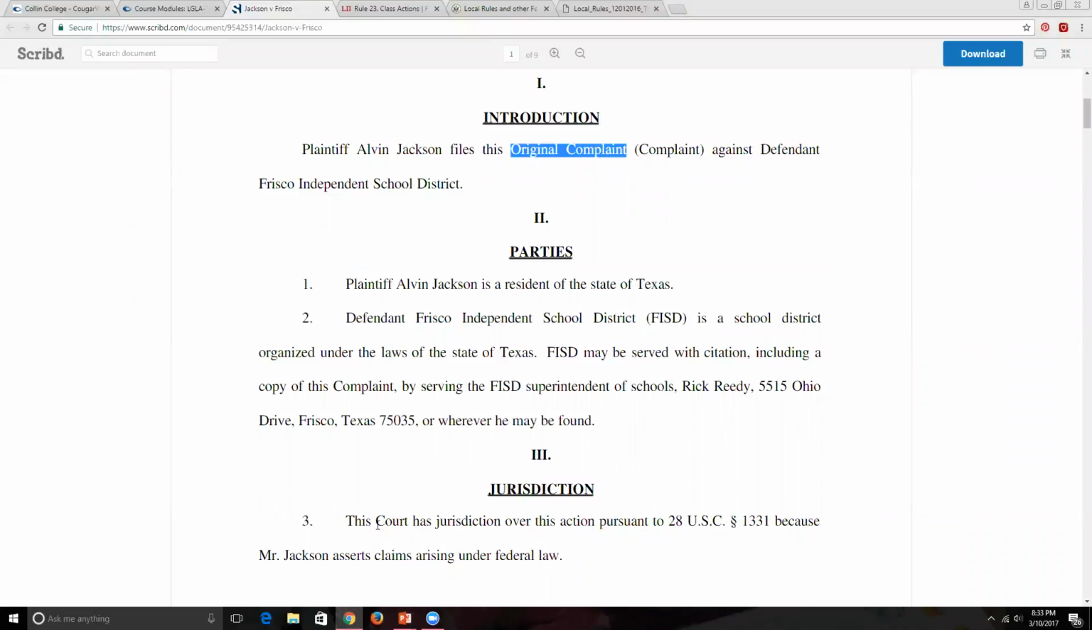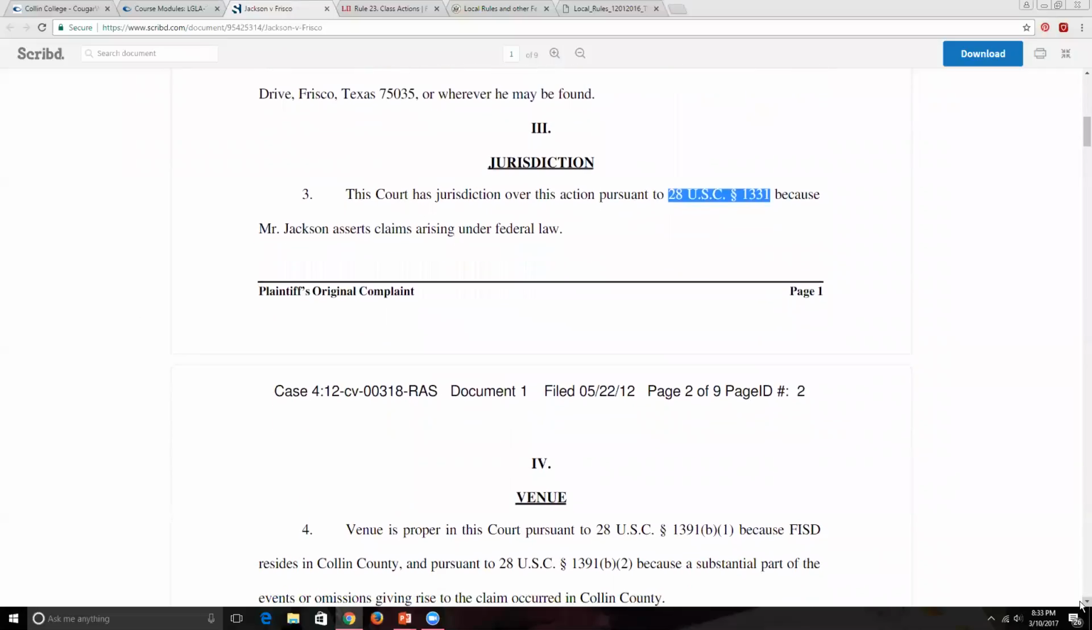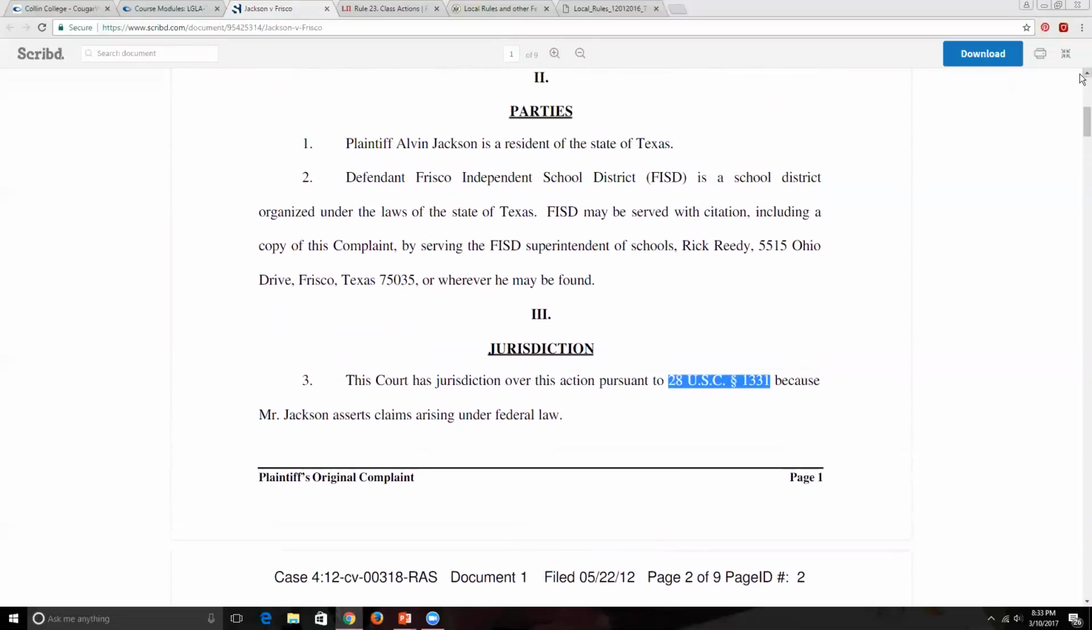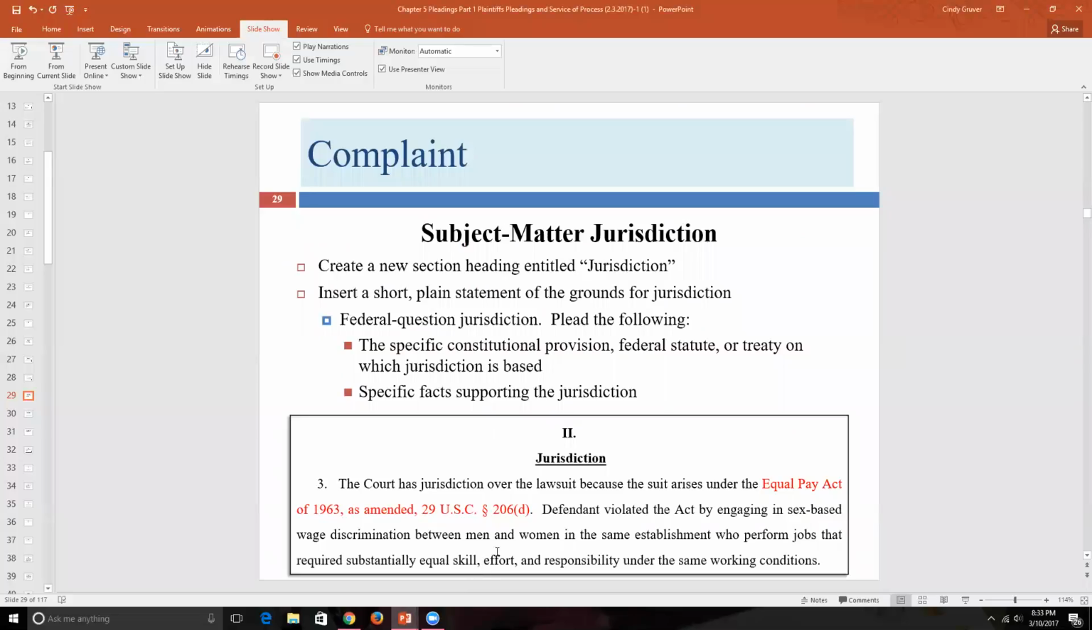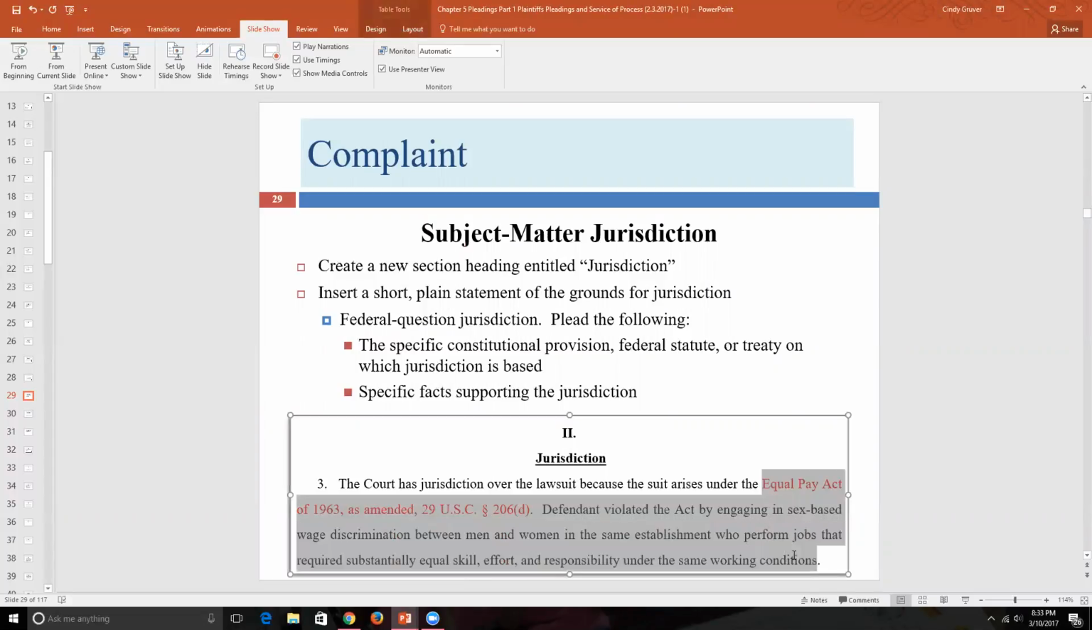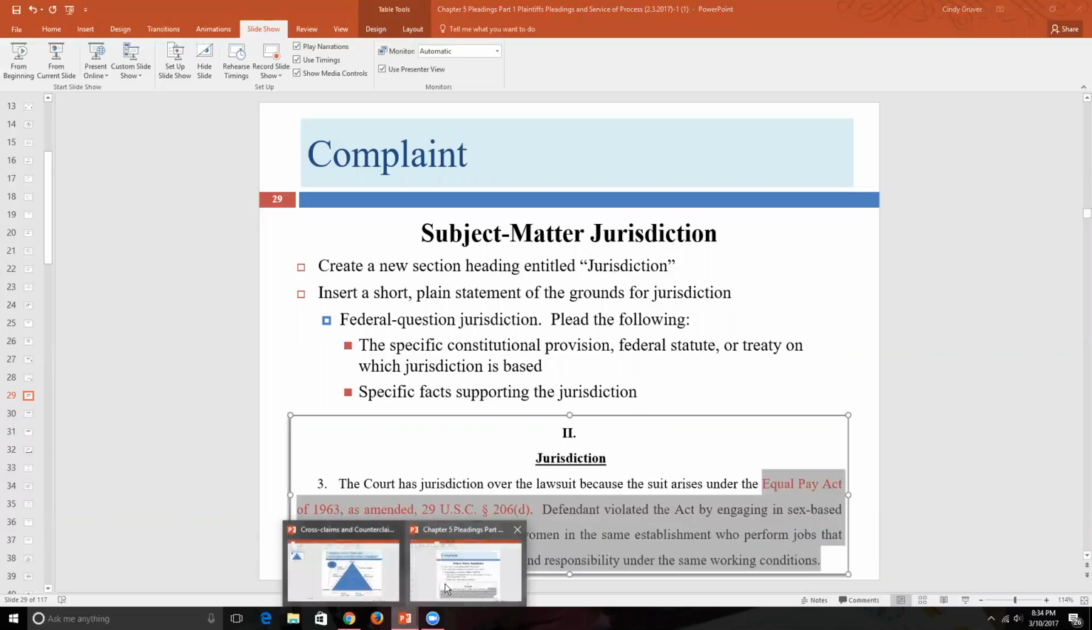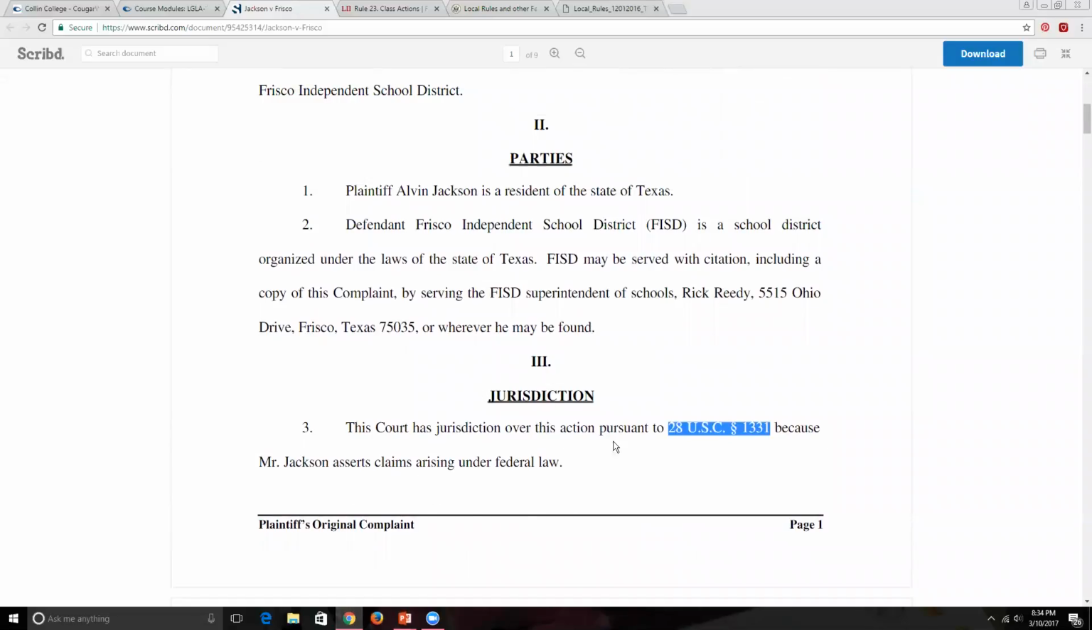Jurisdiction, again, Roman numeral 3. This court has jurisdiction over this action pursuant to this particular statute because Mr. Jackson asserts claims arising under federal law. Now you may see in this case that Mr. Jackson hasn't even said which federal law is at issue, nor has he alleged any facts in this section. So this particular complaint isn't as robust as this one. Basically, this part is missing from the Jackson complaint. But it's very common for it just to mention, I mean, this is, I'm sorry, here we go. This is very boilerplate and not at all unusual.